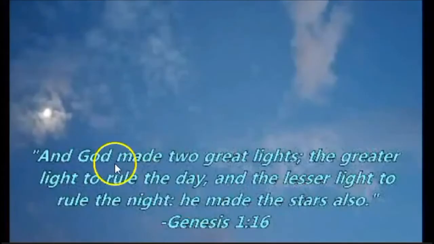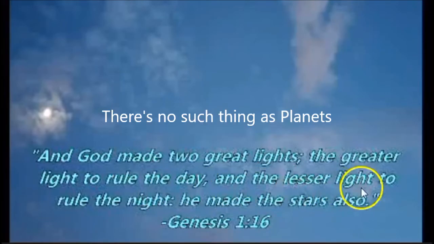Definitely, the moon, again, as the Bible states, is its own light from Genesis 1:16. And God made two great lights, the greater light to rule the day and the lesser light to rule the night. He made the stars also. Also notice, planets are not mentioned during creation. Planets do not exist. Everything you see is within the firmament.